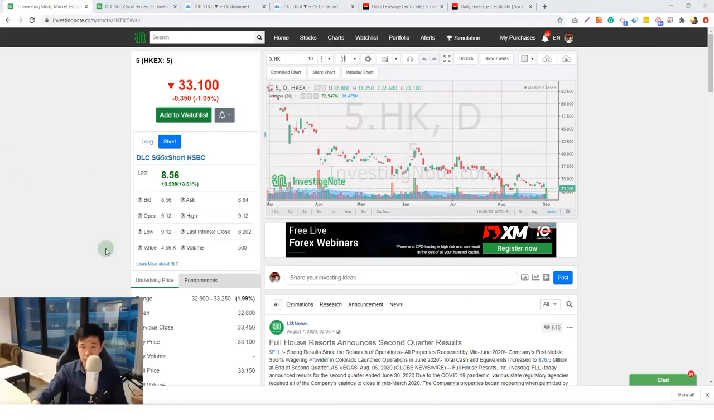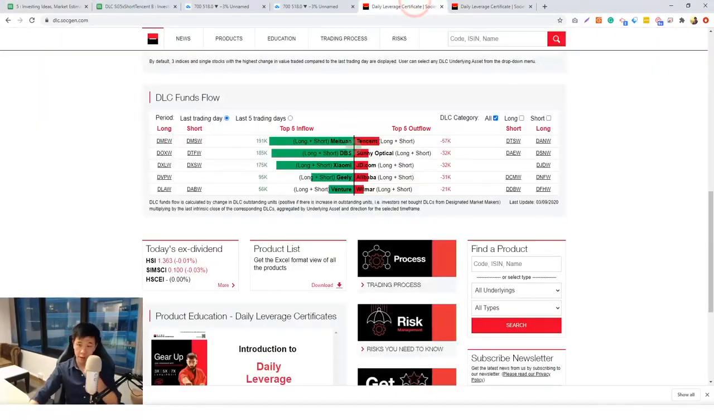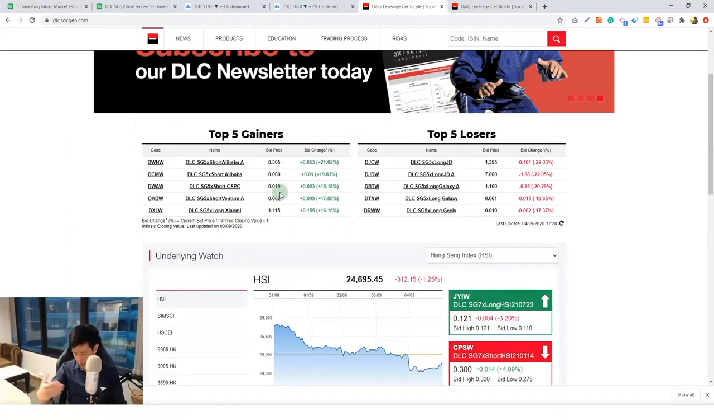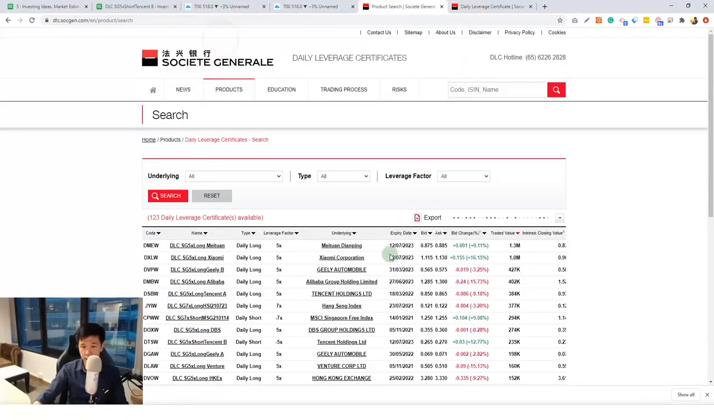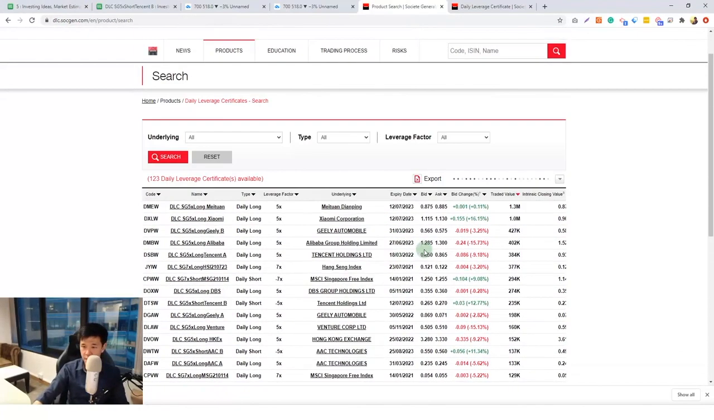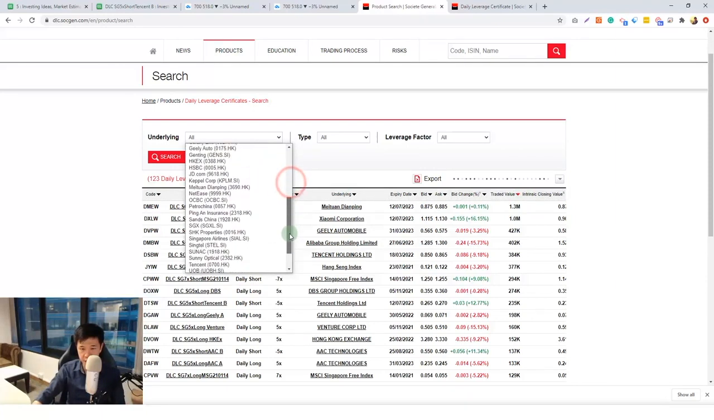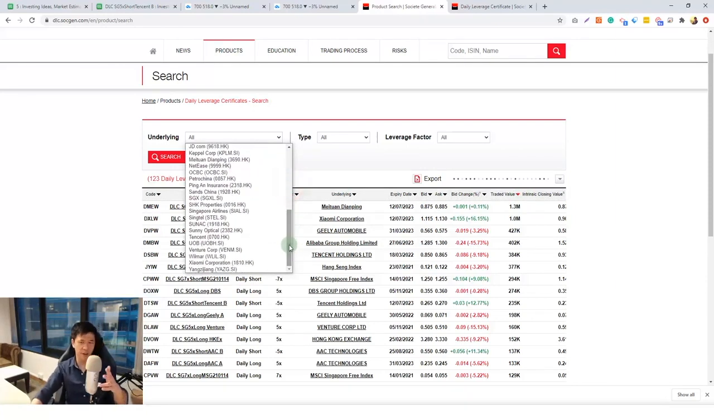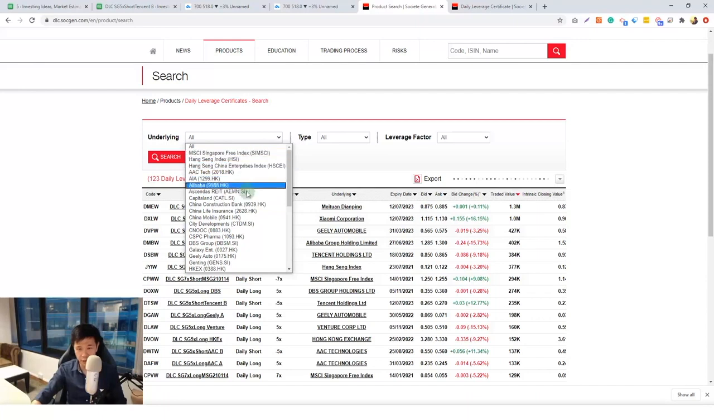Okay, and one more way to find the various lists of DLCs is when you're at dlc.socgen.com. You can just click on products, and you can see all the different products over here. You can also see how well they've been performing, the traded value, and of course the underlying. You can click on it, and you can easily search what the main underlyings are here. It's slightly more structured than the Excel sheet that they show you. So it might be easier for you to just come here and look at all the different underlyings on which you can trade DLCs.